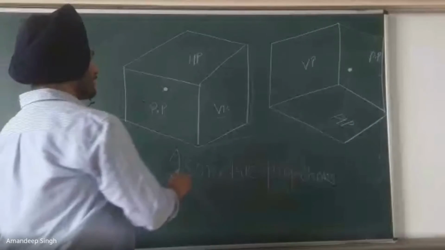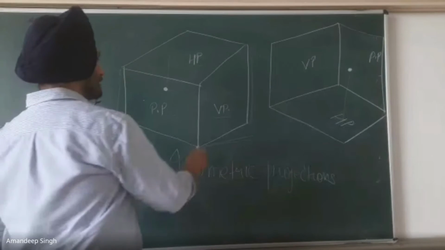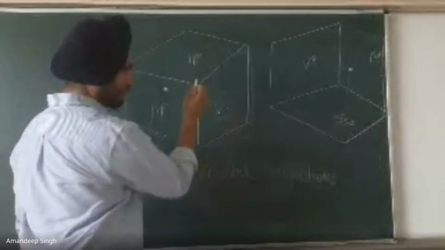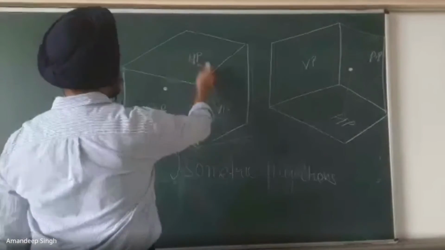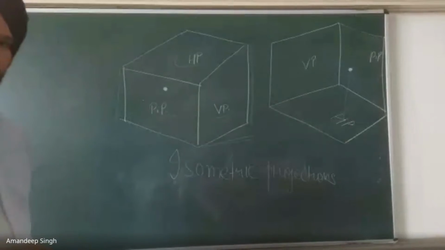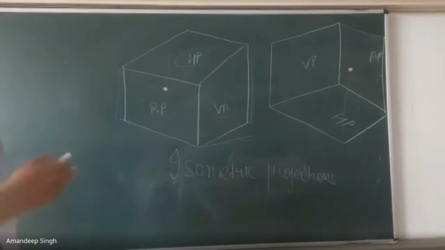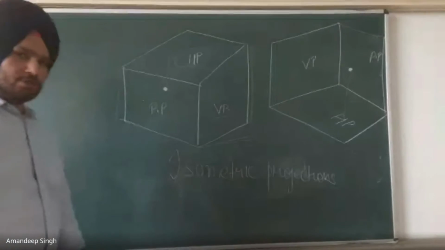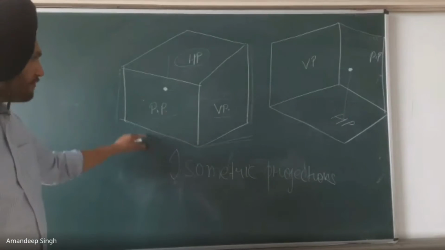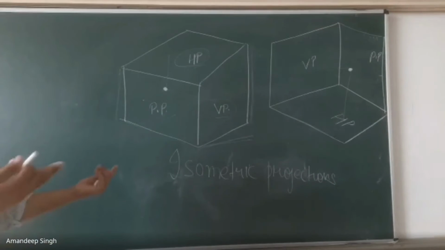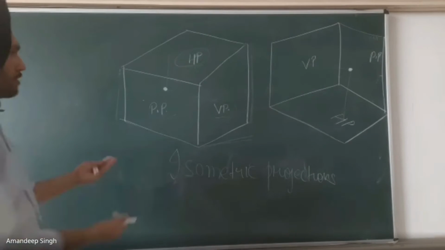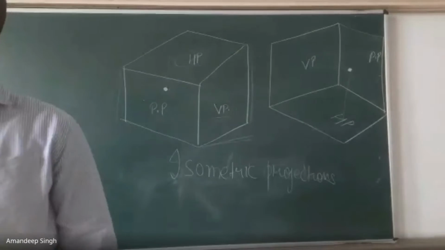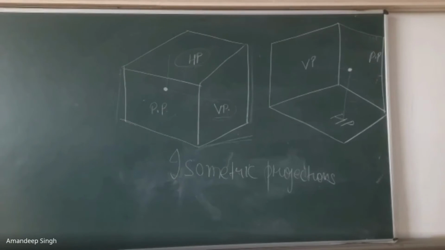We can see the front face in orthographic projection, and we can see the front face in isometric projection. We can see the top face of the object in orthographic projection, and we can see that top face in isometric projection. We can see the side face in orthographic projection, and also in isometric projection.